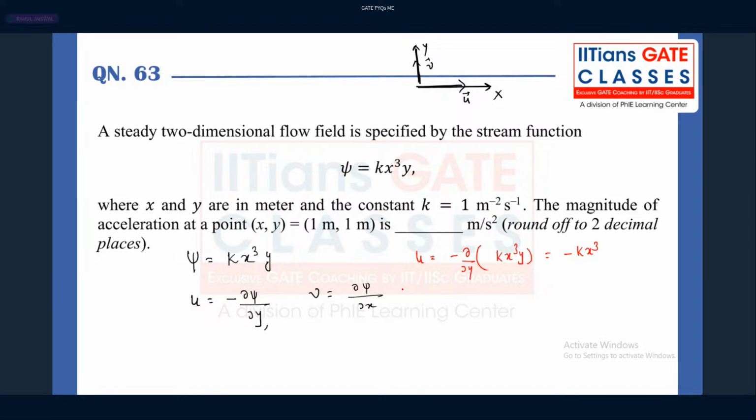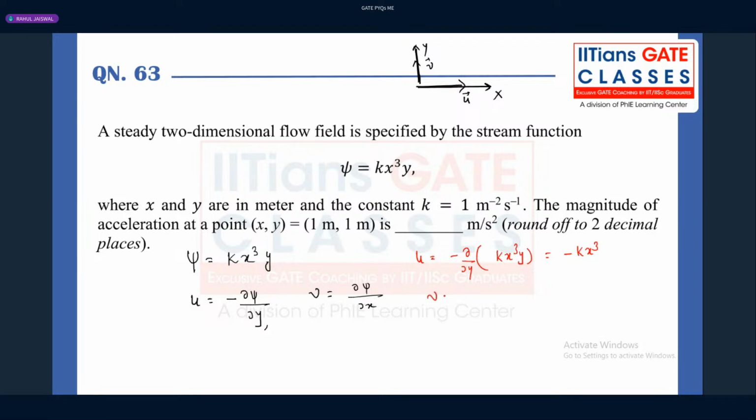Yeah. And then what is the next particular thing, guys? Here, u is equal to minus dou psi by dou y. V is equal to what? Dou psi by dou x. V is equal to dou psi by dou x.